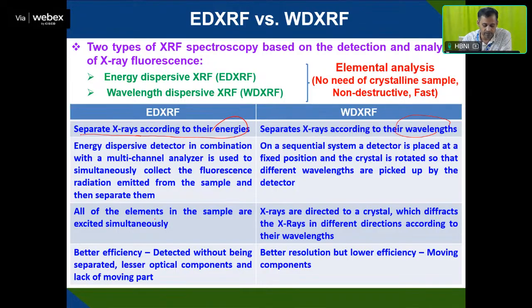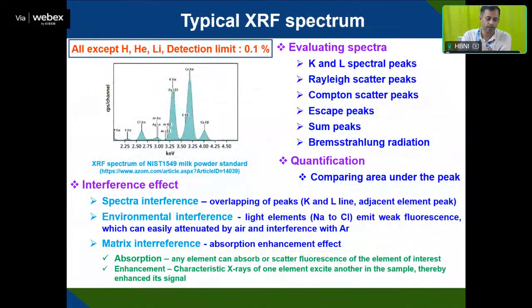All elements in the sample are excited simultaneously in both energy dispersive and wavelength dispersive. X-rays are directed to the crystal, which diffracts X-rays of different wavelengths in different directions according to their wavelength. In energy dispersive, better efficiency is obtained, as X-rays are detected without being separated, whereas wavelength dispersive XRF gives better resolution with low efficiency. In both cases, you will be able to identify all elements except hydrogen, helium and lithium.